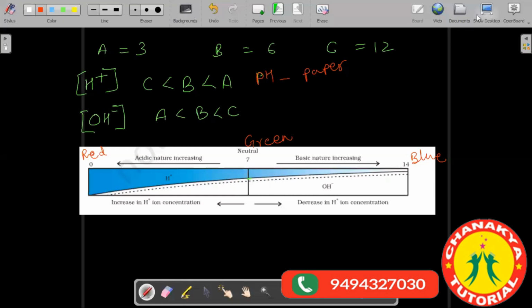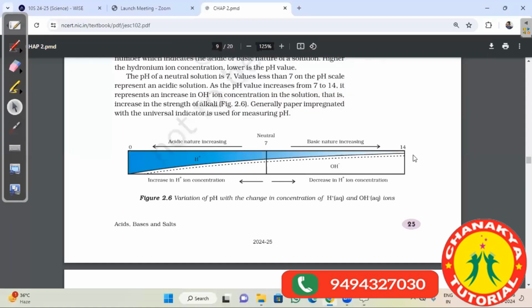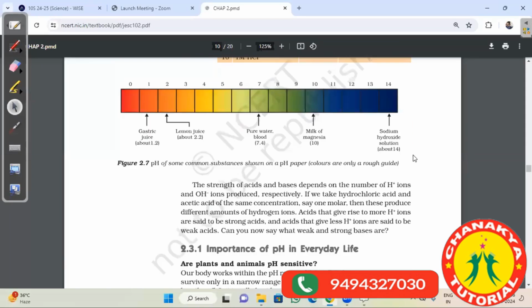I'll also show you how a pH paper looks and what color changes are observed. This is how we obtain the different colors on a pH paper. If you take a pH paper and dip it inside a solution, the solution changes the color of the pH paper. If the color is red, the pH is going to be 0 or 1. If it's green, the pH is likely neutral. And if it's dark blue, you are going to get a high pH of 13 or 14.